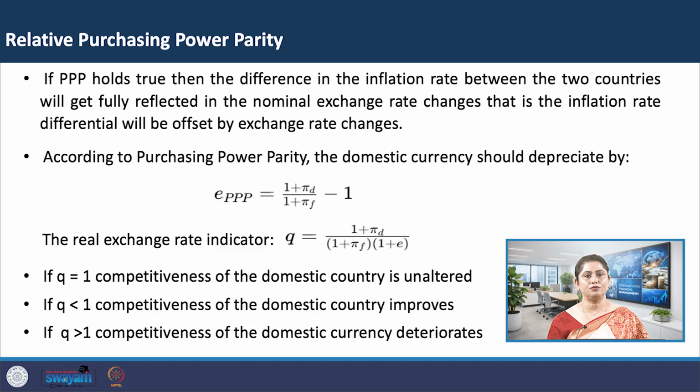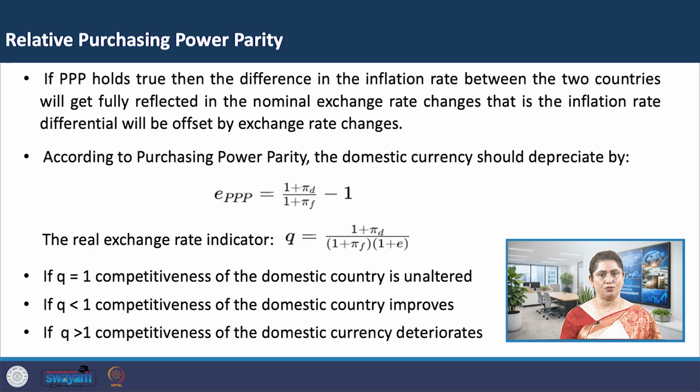That is equal to Q is equal to 1 plus inflation rate in the domestic country divided by 1 plus inflation rate in the foreign country, multiplied by 1 plus E, where pi d is the domestic inflation, pi f is the foreign inflation, and E is the actual depreciation of the domestic currency.